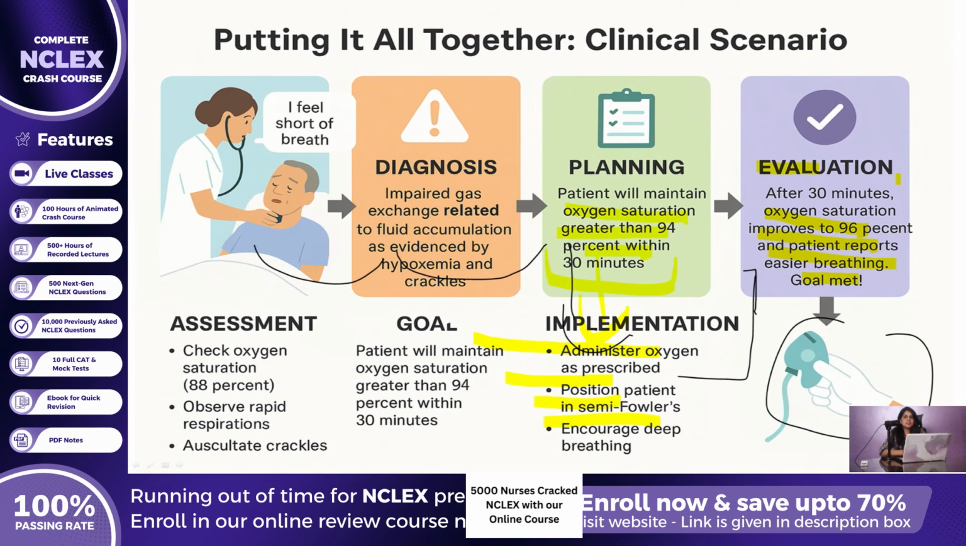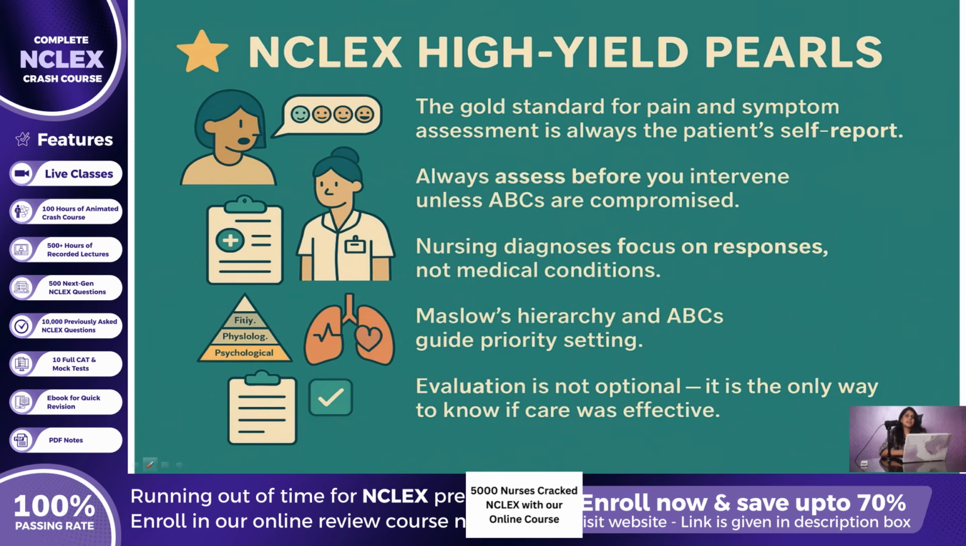NCLEX high-yield pearls. The gold standard for pain and symptom assessment is always the patient's self-report. Always assess before you intervene unless ABCs are compromised. Nursing diagnoses focus on responses, not medical conditions. Maslow's hierarchy and ABCs guide priority setting. Evaluation is not optional. It is the only way to know if care was effective.